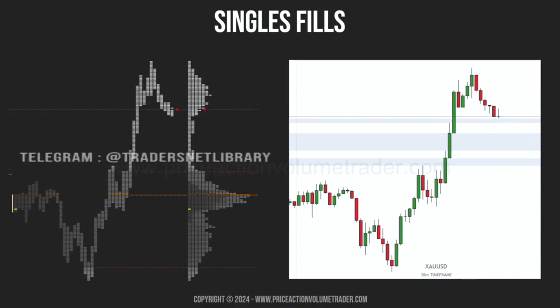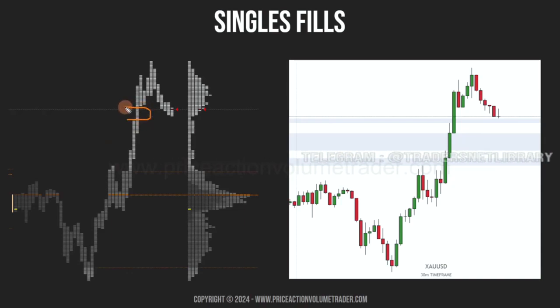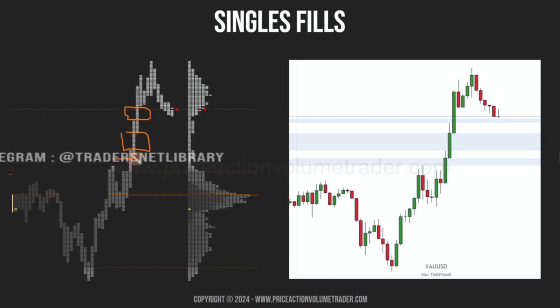With singles, like we talked about, remember each TPO period is 30 minutes. Any period where we have an impulsive move without any fills on either side is going to be a single print. So basically, this area and this little area right here, all three are going to be represented by these shaded areas that we have over here.